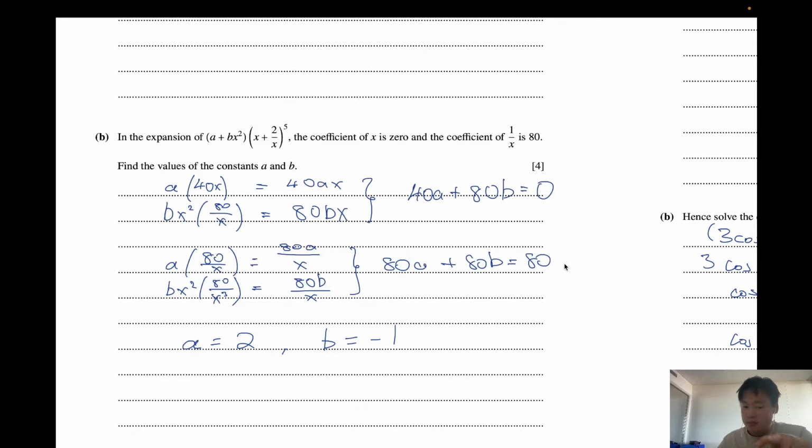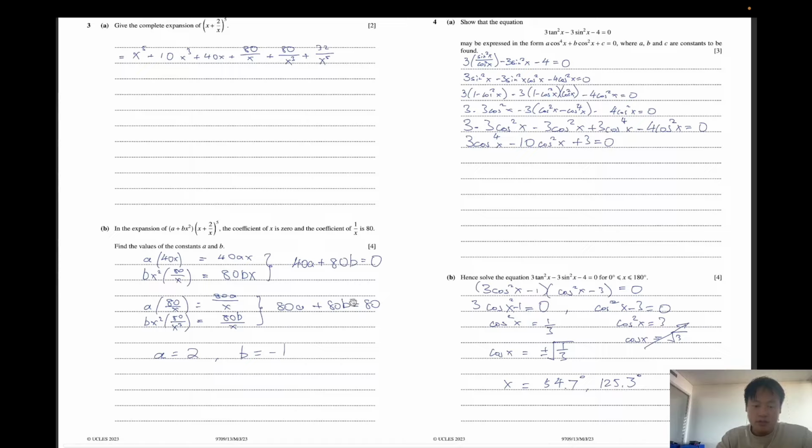Which you can tell corresponds to A and B, to a negative 1. If you wanted to use your calculator, double check this.